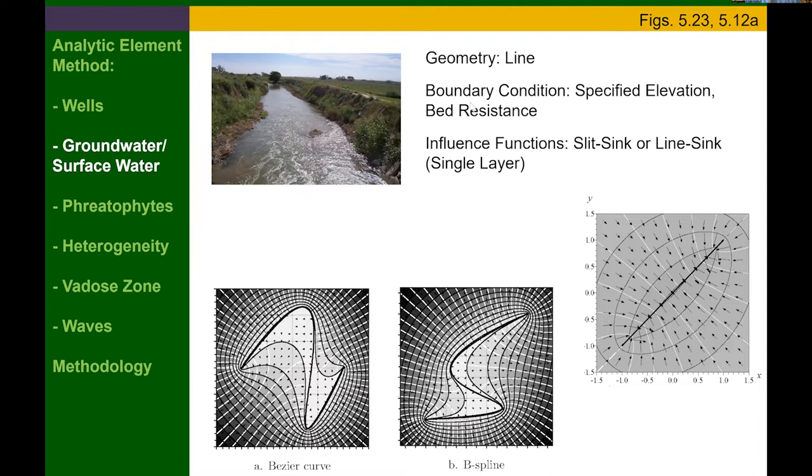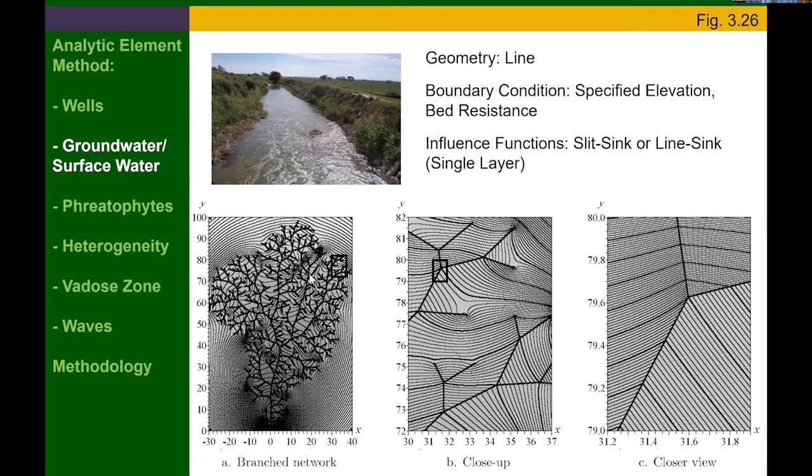This is an example of a couple of different kinds of lines that we can use. These are curved lines. So this is a Bezier curve and a B-spline. These are the curves that are used in ArcGIS and PowerPoint. And this is just an example of a small piece of a river that's separated from the groundwater. So the head is not constant along the river, but instead there's a resisting layer in the bottom that's holding that water up.